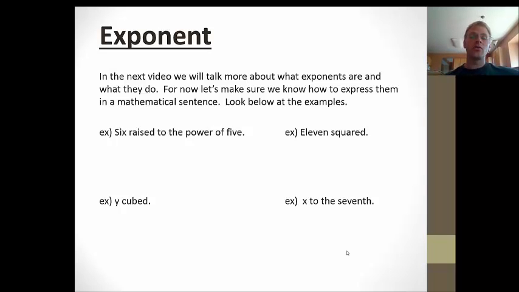So we have 6 raised to the power of 5, right? So we have 6 as our base and 5 as our exponent. So we write 6 as a normal size letter with 5 smaller up to the right of the 6 there. So we know that that's the exponent. 11 squared, same deal. 11 is the base, 2 is the exponent there. We can also have our variables squared, right? Y cubed, y is the base, 3 is the exponent, up, smaller, and to the right. X to the 7th, same deal there. X is the base, 7 is the exponent.